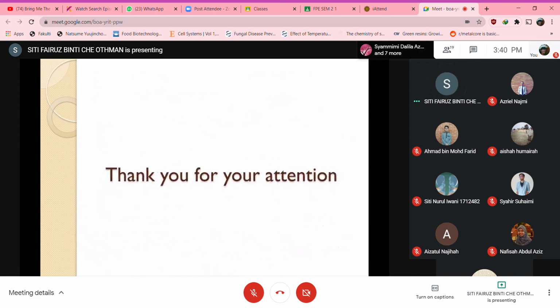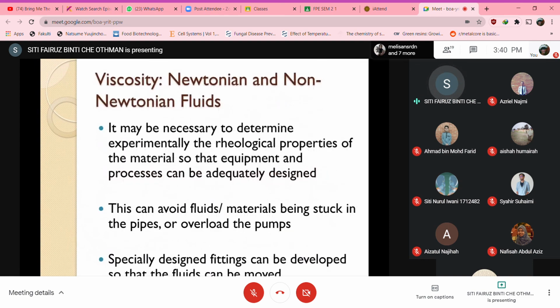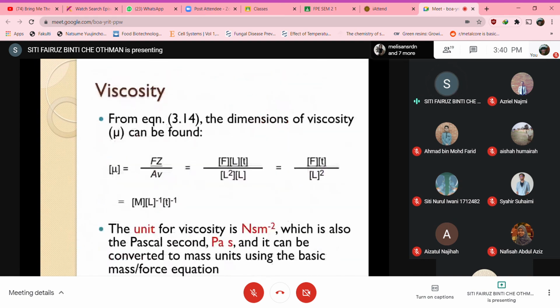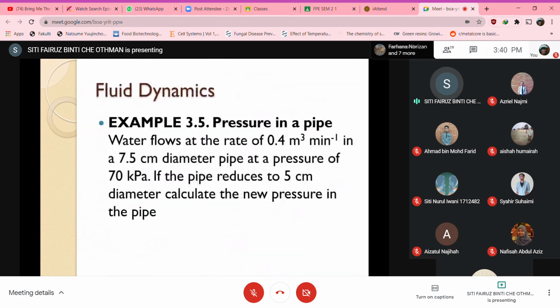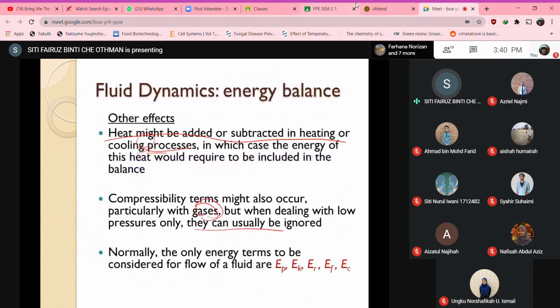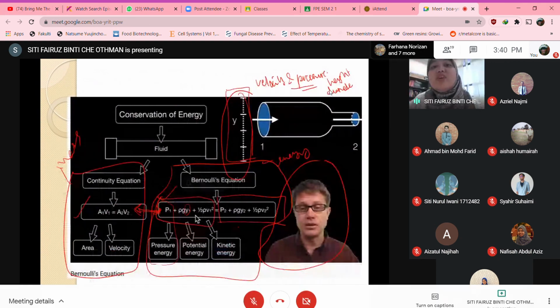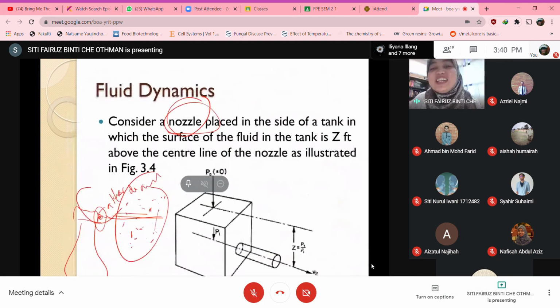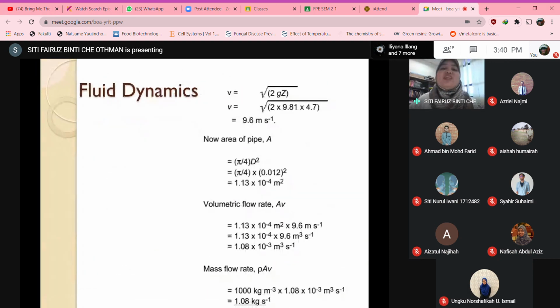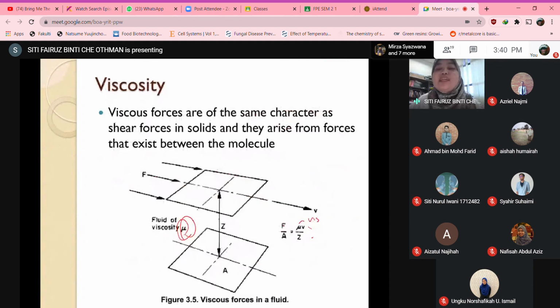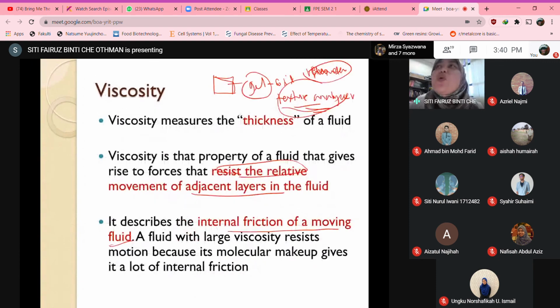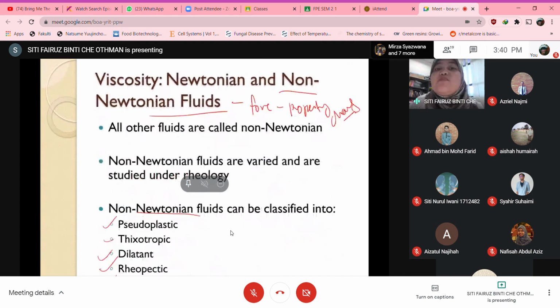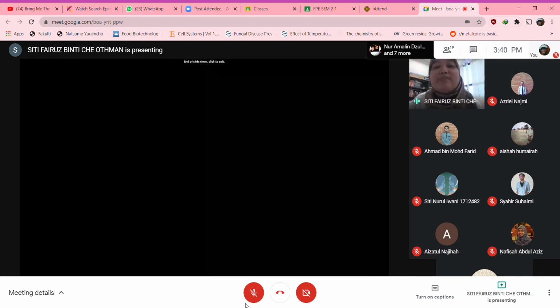Alright. So I think that's it for today. I hope I capture all of the important parts for fluid dynamics ni. Ni baru part 1 tau korang. Part 2 nanti you guys start to see Reynolds number, yang laminar flow, turbulent flow. Yang tu macam pening sikit. Ni dah pening dah kan, nanti pening lagi.